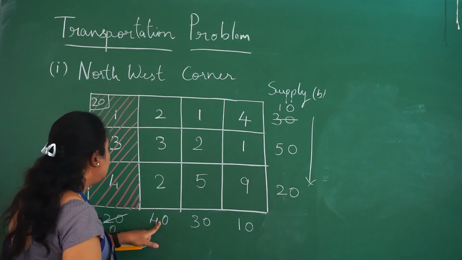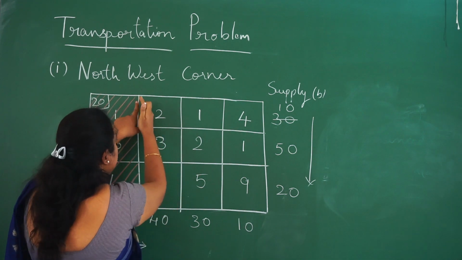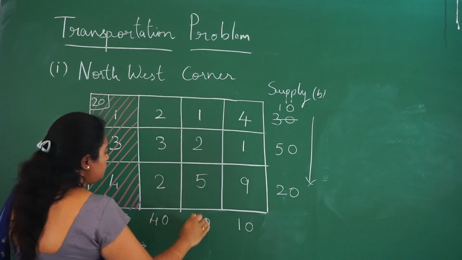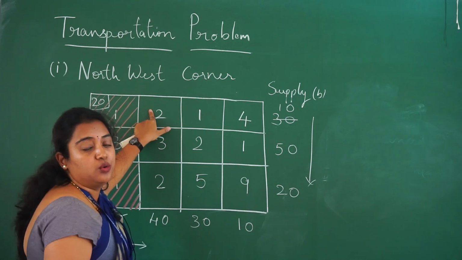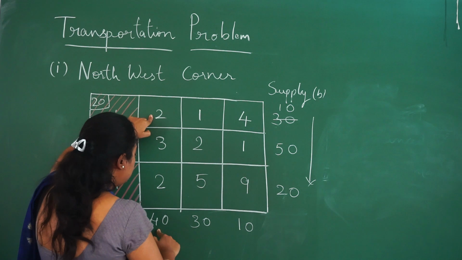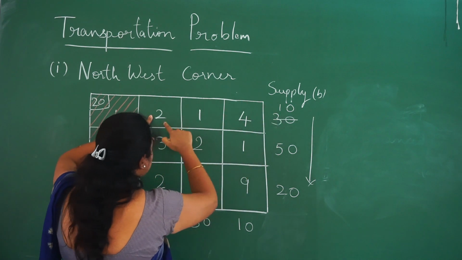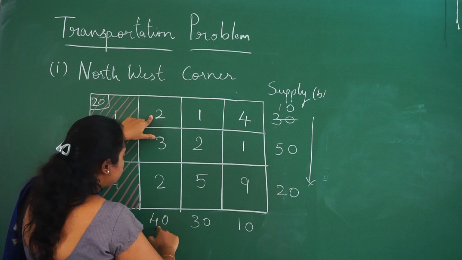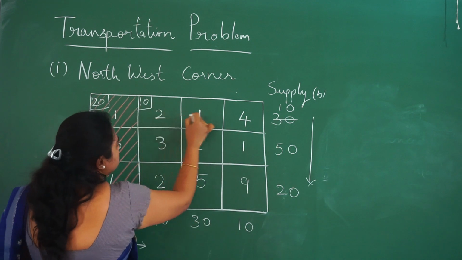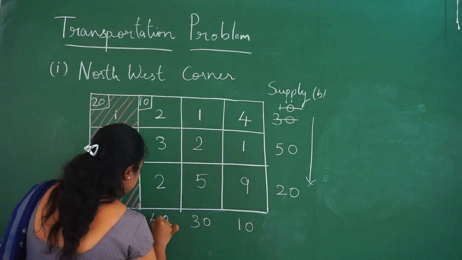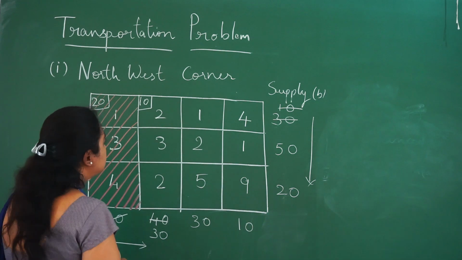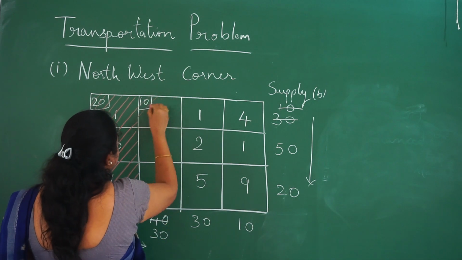Now when you consider, don't see this part, you have to see only these 3 columns and these 3 rows. Now again our uppermost cell towards the left hand is 2. Here you have to allocate a minimum. The minimum out of 40 and 10 is 10, so I allocate 10 here. Now there is no remainder here. Here there are still 30 products that you can supply. So this has become 0. Let us shade this.